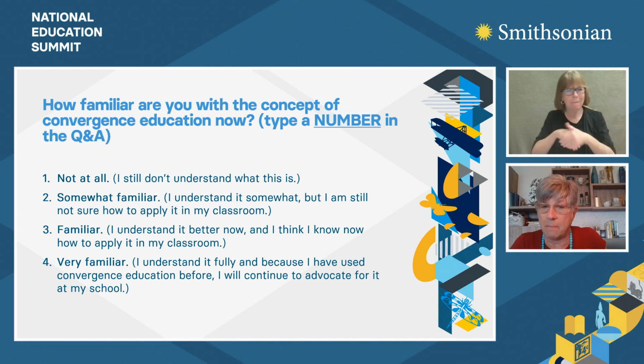We're asking you to just type in a number, 1 being, I'm still really confused, not at all. I still don't really understand what and how I would implement this. Number 2 would be, I'm somewhat familiar, I understand, but I'm not sure I could apply it in my classroom. Number 3 would be that I am familiar and I feel better about this now, and I'm pretty sure I could do this in the classroom and I'm excited about it. And number 4 would be, you're very familiar, you understand this, you're already doing this, you'd have things to share, you want to be an advocate within your own building, and perhaps conduct future webinars on convergence education. So please enter 1, 2, 3, or 4.